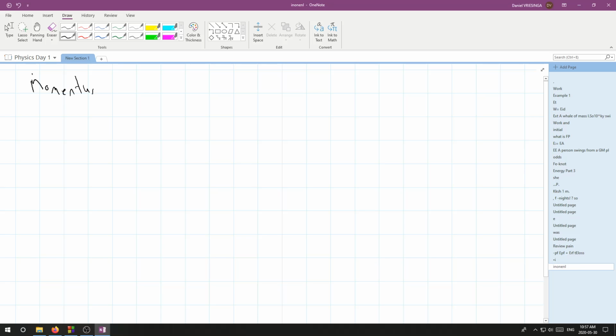Momentum. Our next unit is our 5th unit. We're going to just do 6 units in the course. Momentum, and then special relativity. So we'll do one every 2 weeks or so. This one will take 2 weeks, and then special relativity will take 2 weeks, and we'll be done. And you'll be ready for university with that stuff, I think.